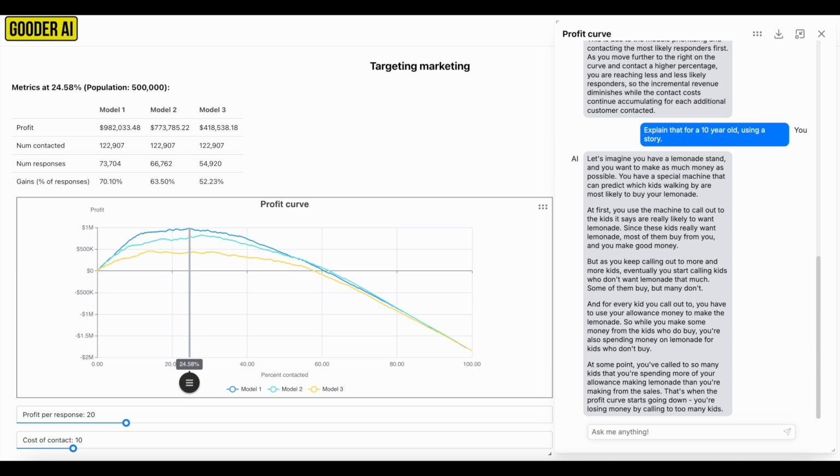And for every kid you call out to, you have to use your allowance money to make the lemonade. So while you make some money from the kids who do buy, you're also spending money on lemonade for kids who don't buy. At some point, you've called to so many kids that you're spending more of your allowance making lemonade than you're making from the sales. That's when the profit curve starts going down. You're losing money by calling to too many kids.